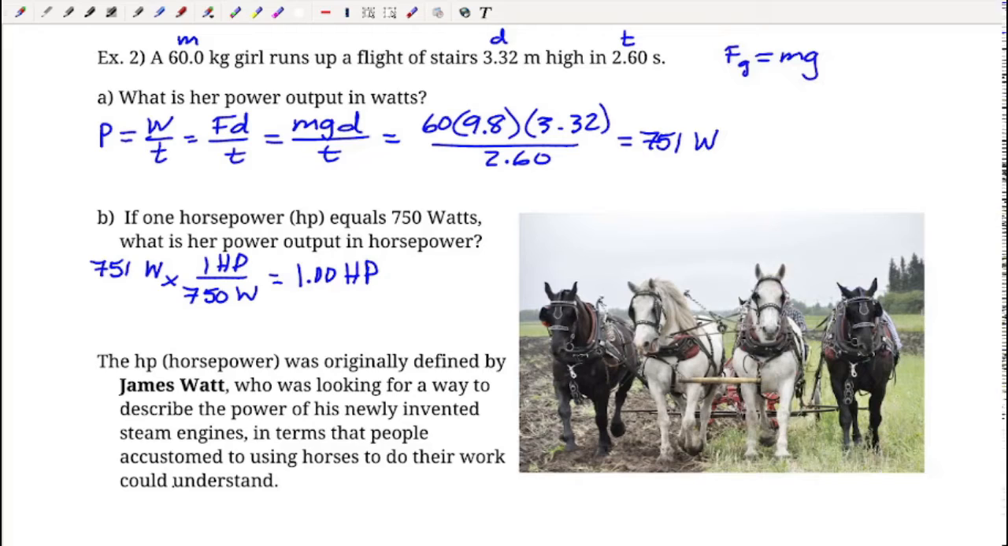So again, as was said in the video, the horsepower was originally defined by a guy named James Watt, who was looking for a way to describe the power of his newly invented steam engine in terms that people accustomed to using horses to do their work could understand. If you want to market something to people, you got to give it to them in terms they get. So that's why sometimes you'll be asked in the question to convert to horsepower. I think every single time this comes up on a quiz, not necessarily in your homework, they will give you that 1 horsepower equals 750 watts. So you don't have to have that memorized, but you do need to know how to use that piece of information.